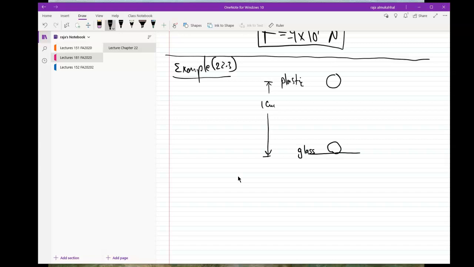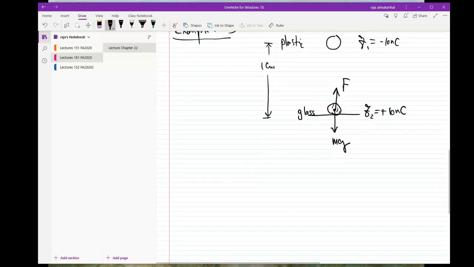Always draw a free body diagram, your own. Q1 is equal to negative 10 nanocoulomb, and Q2 is equal to positive 10 nanocoulomb. Now we ask the question, what are the forces on the glass bead? There are two. There is the weight, which is mg, and the Coulombic attraction, which we'll call F. So I'm going to calculate mg and F and see which one is greater. If the Coulombic attraction, F sub c for Coulomb, is greater than mg, then the bead will leap up.